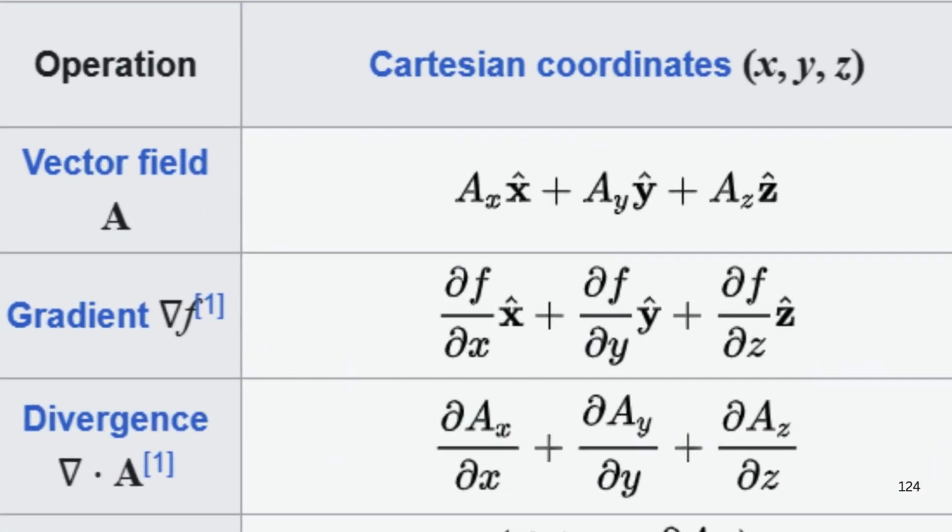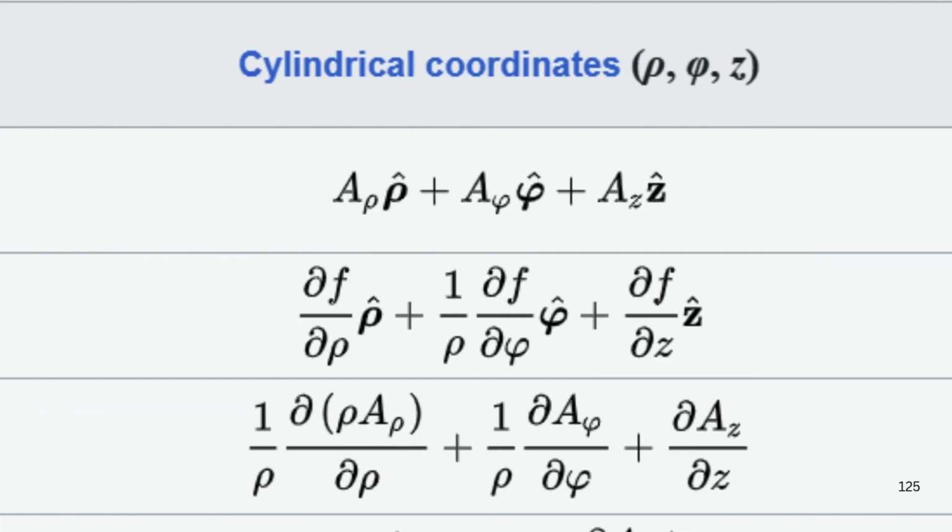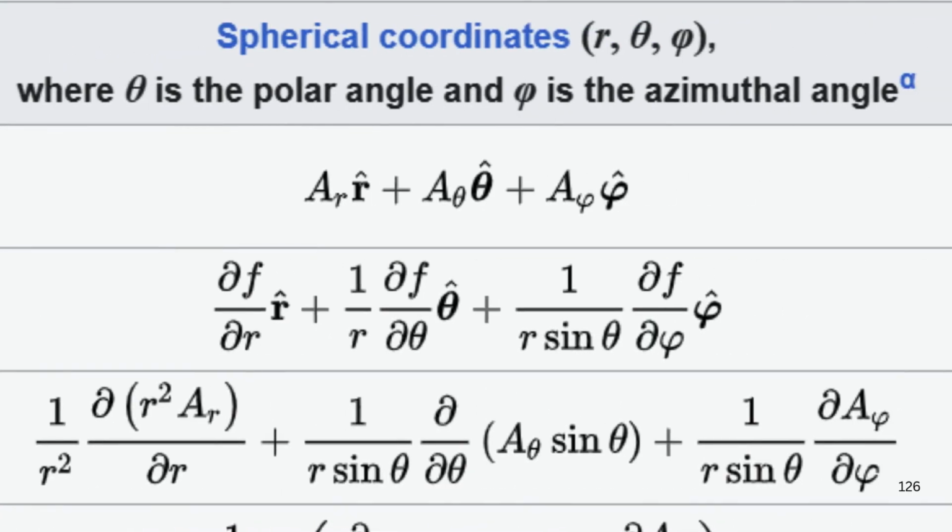Divergence is the dot product of nabla and A. For Cartesian: nabla_x a_x plus nabla_y a_y plus nabla_z a_z. For cylindrical: 1 by rho nabla_rho (rho a_rho) plus 1 by rho nabla_phi a_phi plus nabla_z a_z. For spherical, it is 1 by r square nabla_r (r square a_r) plus 1 by r sine theta nabla_theta (a_theta sine theta) plus 1 by r sine theta nabla_phi a_phi.